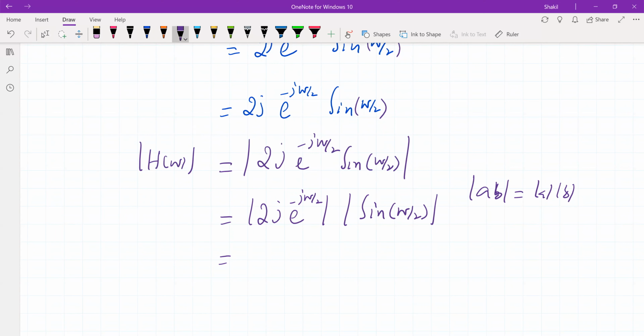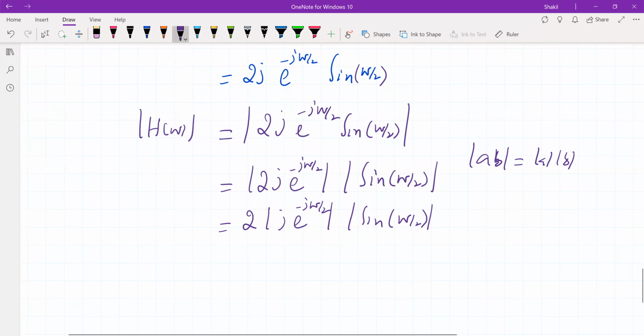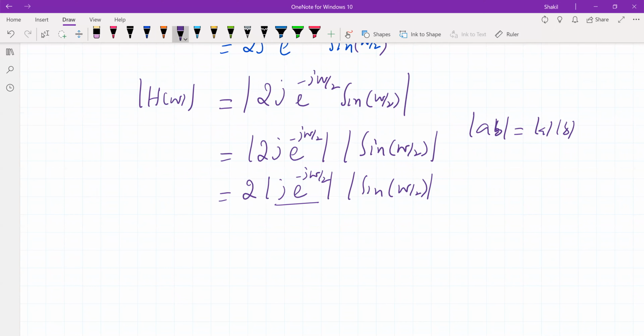So again, this is the 2. The magnitude of j is 1. The magnitude of this whole quantity will be equal to 1. So this is 2 times... How is this equal to 1, by the way? You can write e raised to j pi by 2, which is the same as j. You can check it. This is j.